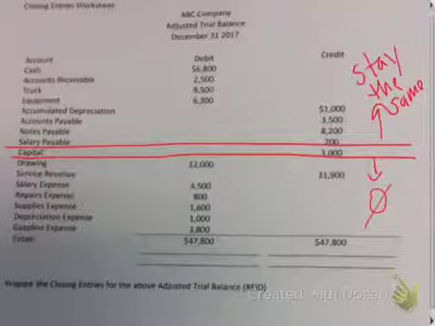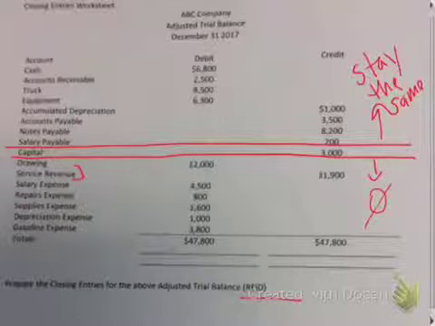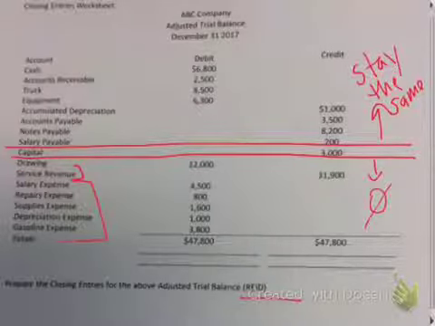And so those are some of the things that we are looking at when we look at these adjusted trial balances. So for this particular one, we are closing based on REID. When we look at this, revenue is the only R that we have in this particular one. These are all of our expenses.